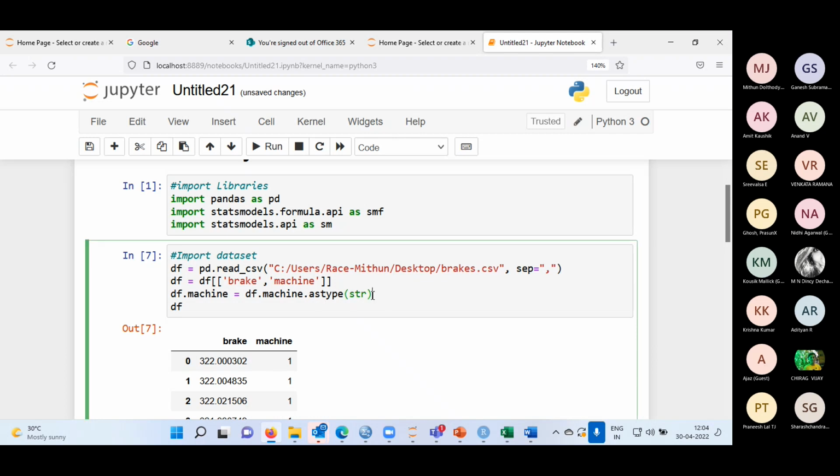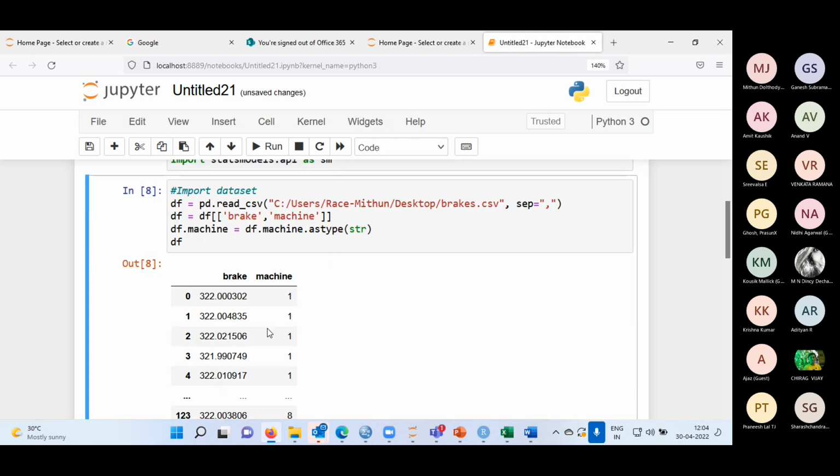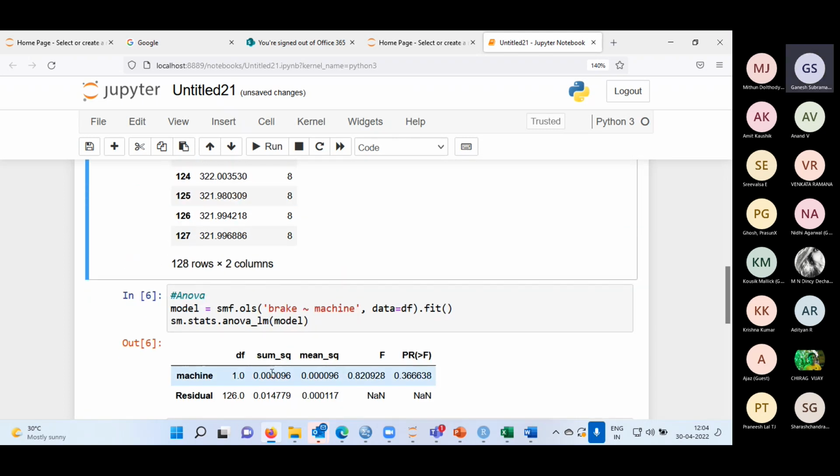df.machine.astype, I'm changing the data type to string now. This is not mandatory. I've just tried this option. If it is numeric, you can leave it as numeric itself. But here, machine 1, machine 2, I was under the impression that it is mostly, I will consider this as string.